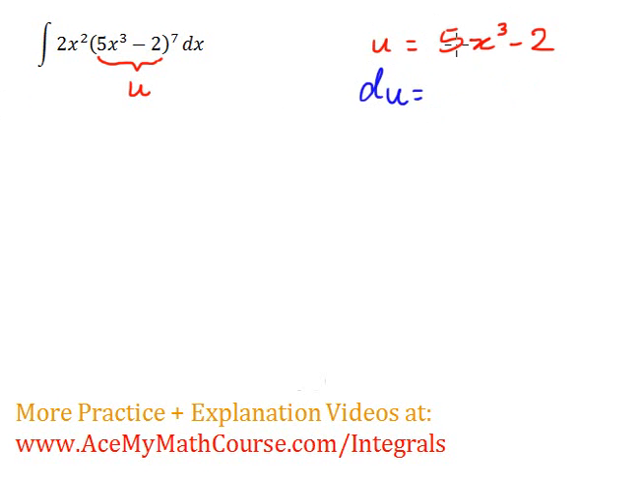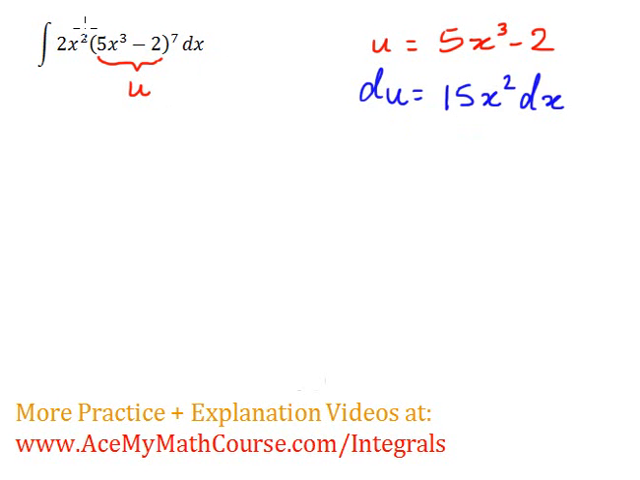Well, 5x cubed, the derivative of that will be 5 times 3, 15, x, 3 minus 1 is 2. Got ahead of myself there. And we need to put a dx right here. Of course, the derivative of negative 2 is 0, so we don't need to write it down. And there we have it. du is equal to 15x squared dx. Great. How's that going to be useful to us?